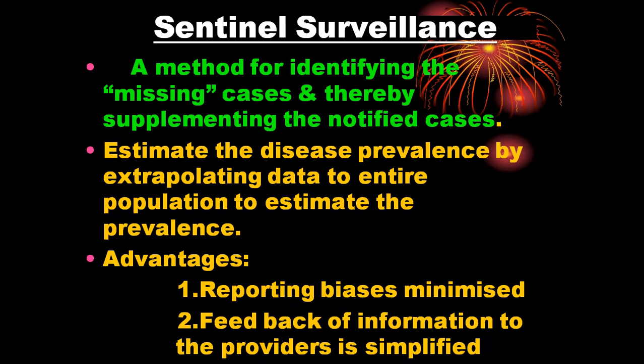Estimate the disease prevalence by extrapolating data to the entire population. Actually, when we have the actual number of cases happening in, say, about 20,000 people all around us, we can magnify the data, multiply it by the population of the state or India, and find out the actual prevalence. Okay, we can't take data from all the people in the state.